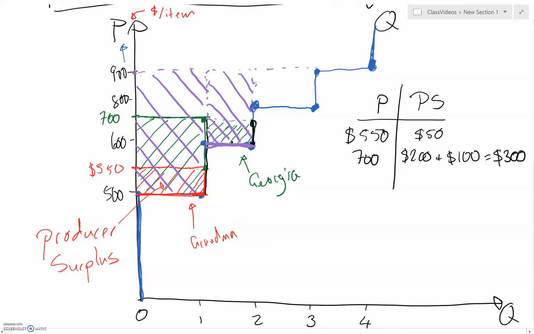And now we have a third seller who is active here, which is Frida. And she is selling something for $900, which cost her $700 to produce. So she's getting this benefit here in this rectangle there.